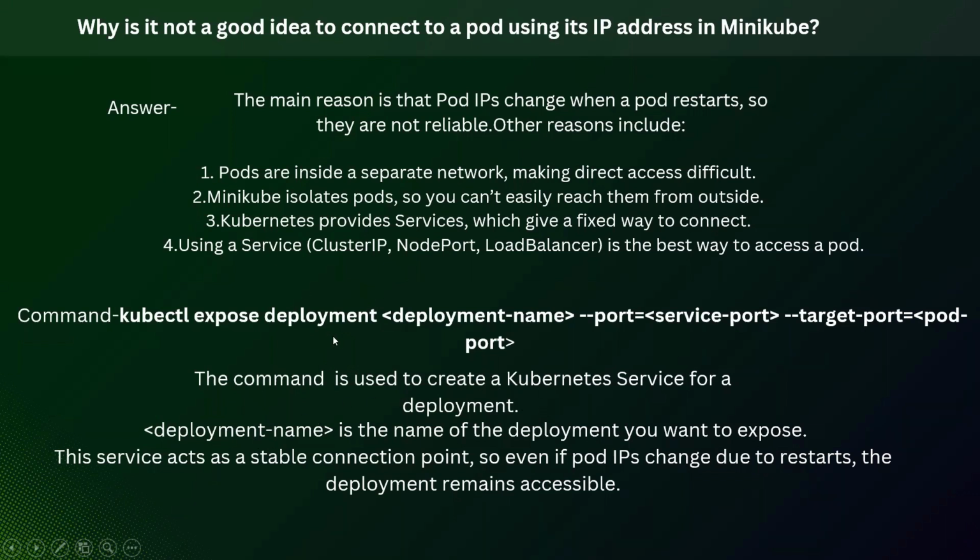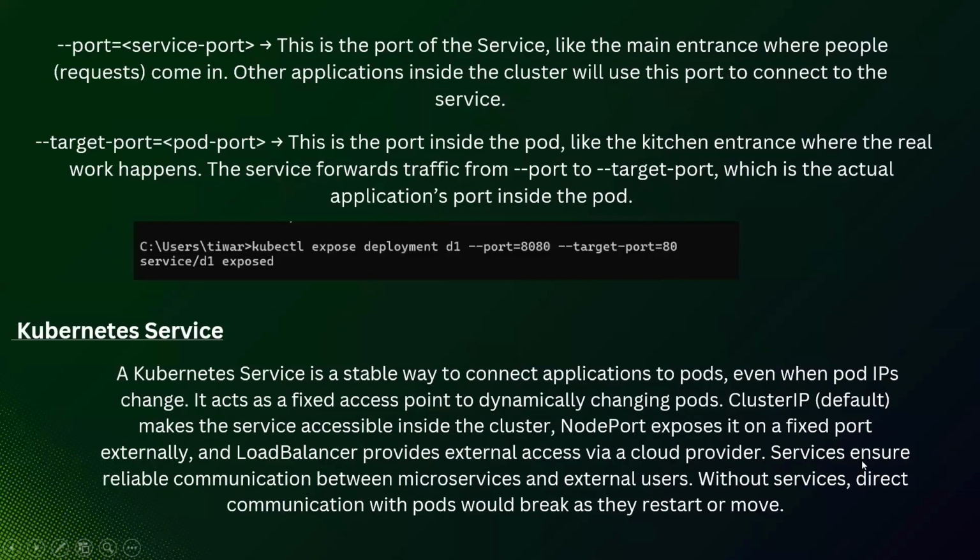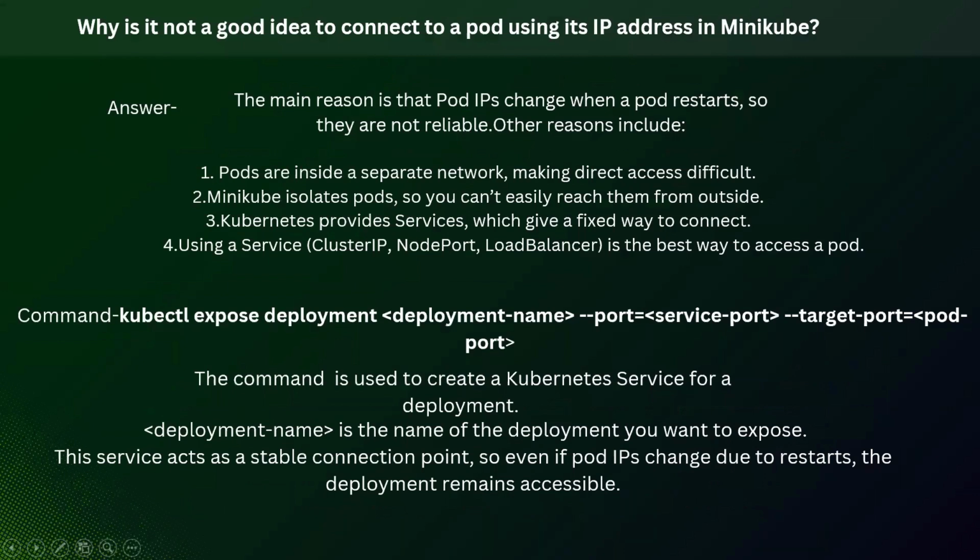Here, with the help of this command, we expose our deployment through a Kubernetes service. In simple words, we insert our deployment inside a ClusterIP. The deployment name is the name of the deployment you want to expose. We club this deployment inside a service. This service acts as a stable connection point, so even if pod IPs change due to restarts, the deployment remains accessible.